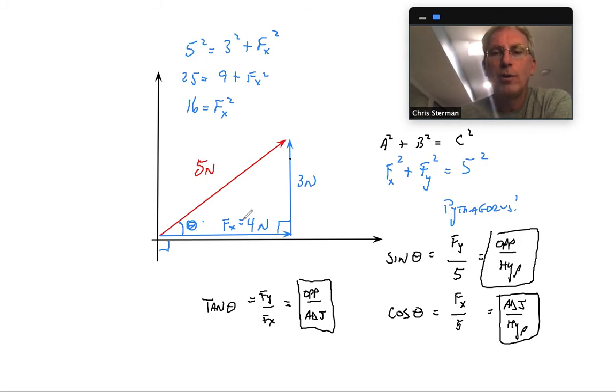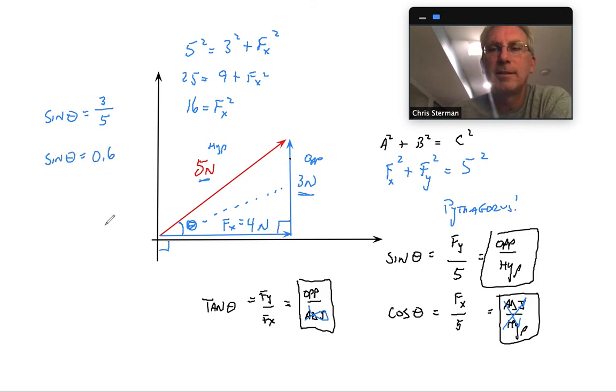Well, now you know all your sides, so it doesn't matter. But let's go back to our original conditions here. We knew our 5 and we knew our 3. So we know the opposite side and we know our hypotenuse. So we need a trig function that has both opposite and hypotenuse. So this one's dead, it's got adjacent. This one's got adjacent. So I need to use my sine. So the sine of the angle is equal to the opposite side over the hypotenuse. Or the sine of the angle is equal to 0.6.